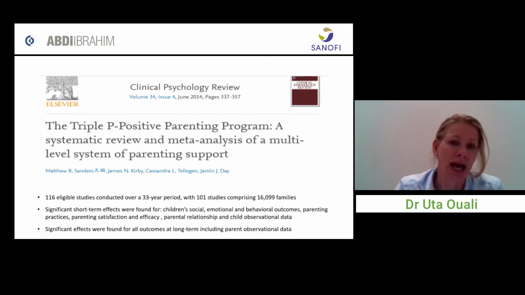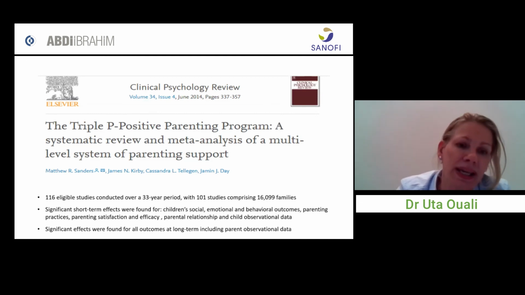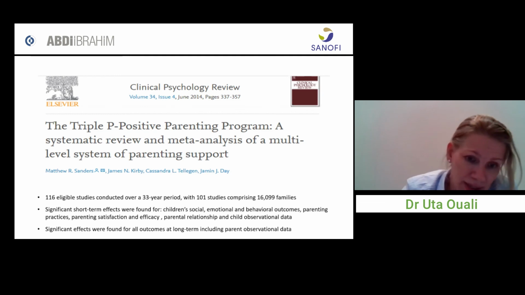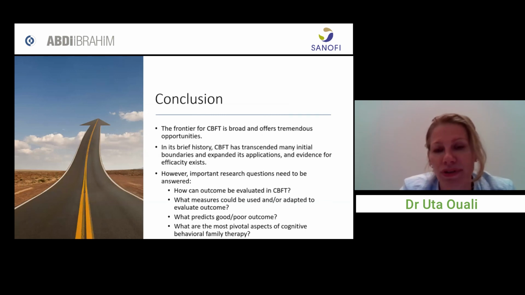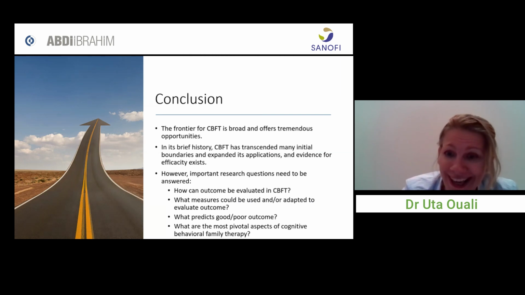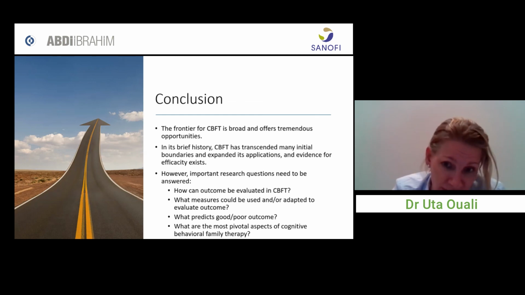This program has been evaluated by several studies, and in 2014 a systematic review and meta-analysis was done, which showed significant short-term as well as long-term effects for the children as well as for the parents. To conclude, the frontier for CBFT is broad and offers tremendous opportunities. Although CBFT has only a very brief history, it has transcended many initial boundaries and expanded its applications, and there is evidence for its efficacy.